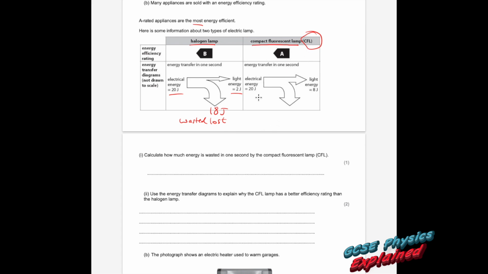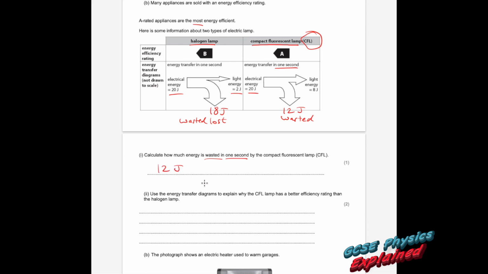And with the compact fluorescent lamp, oh, look at that, 20 joules has gone in, so it's the same amount that's gone in, but this time 8 joules has come out, which is 4 times more efficient than that one, because that was only 2 joules. And that must mean that we've lost or wasted 12 joules. Right. Calculate how much energy is wasted in 1 second by the compact fluorescent lamp. Let's just double check that. Yep, in 1 second. So that's 12 joules.